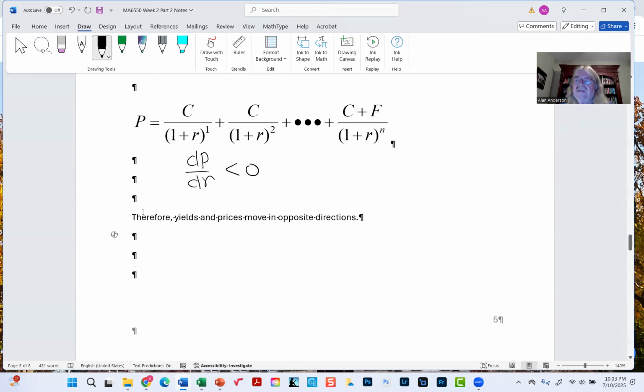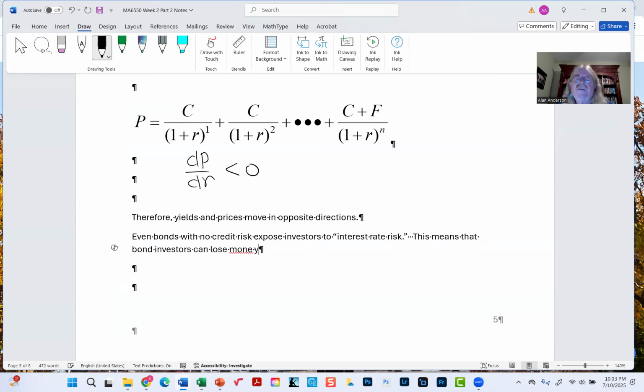Okay, so that being the case, even bonds with no credit risk, like treasury securities, expose investors to what we call interest rate risk. And all that means is that if you own a bond, investors can lose money if interest rates rise. Okay. Now, what's interesting here is that each bond's sensitivity to interest rate changes is different.